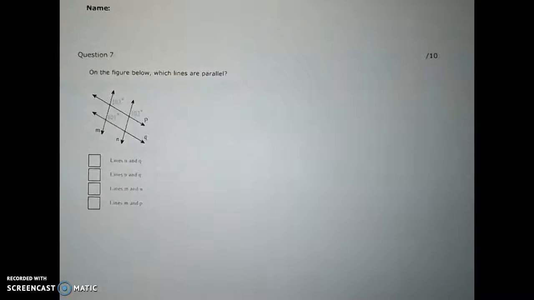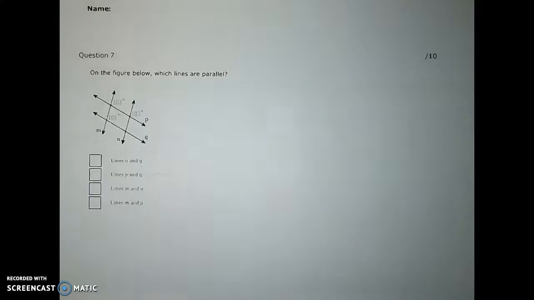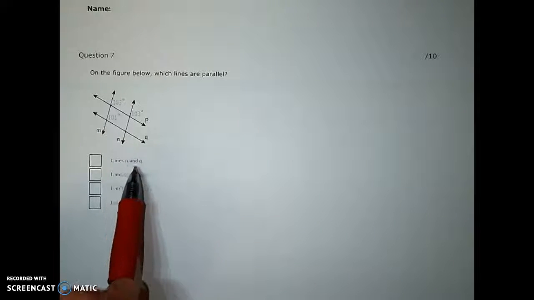Okay, number 7 is our first type of problem where we're trying to identify if the lines are parallel. So now we're looking at which of our angles are congruent and if we can tell they're parallel or not. Let's go through our list to begin with and cross out anything that we know for sure isn't going to work. So the first set of lines is N and Q.